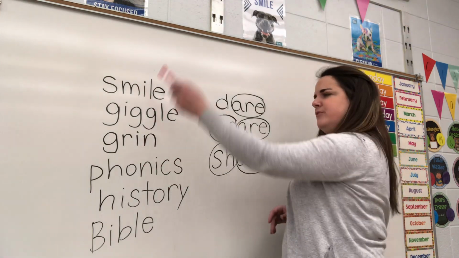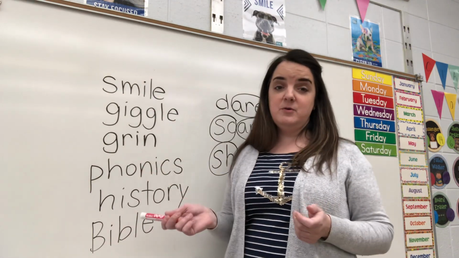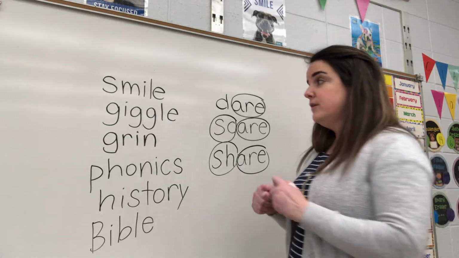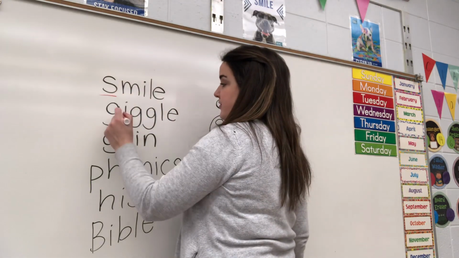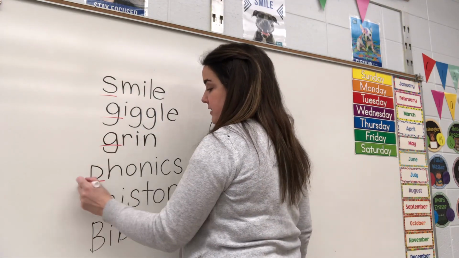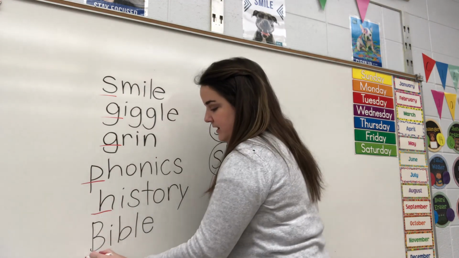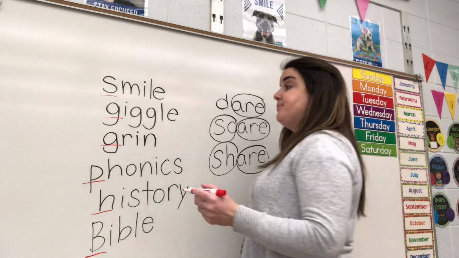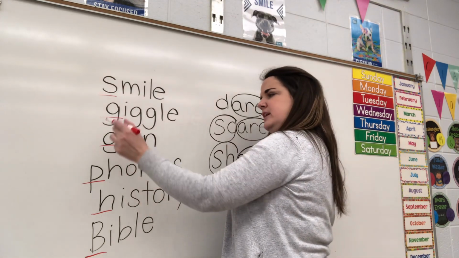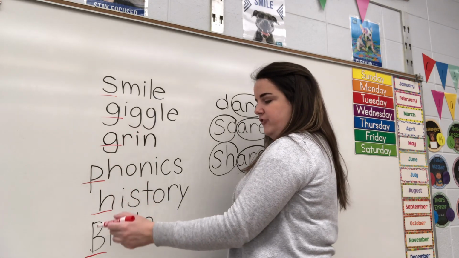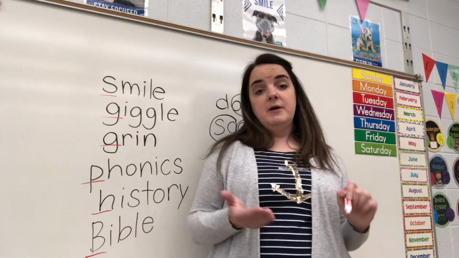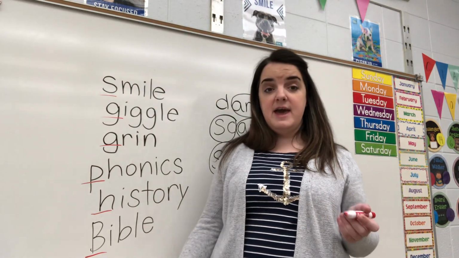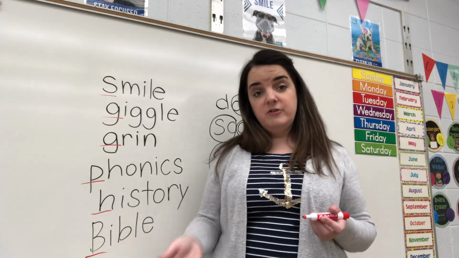Now, we're going to go back now and put these words in ABC order. Now remember, I've already told you that when we're putting words in ABC order, we need to look at the first letter in each word. So I'm going to underline the first letter in each word, and I'd like you to do that also. Now, I have S, G, G, P, H, and B. Now, if we go back to the beginning of the alphabet, I don't see any words that begin with the letter A, so I'm going to go to my next letter, which is B.